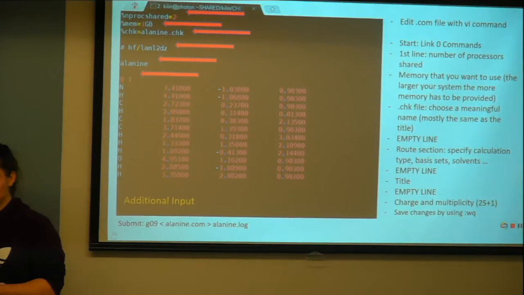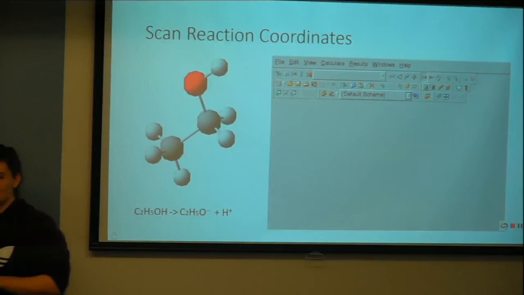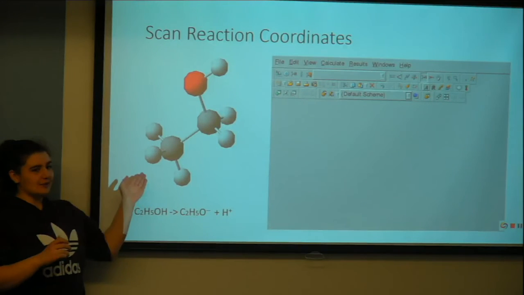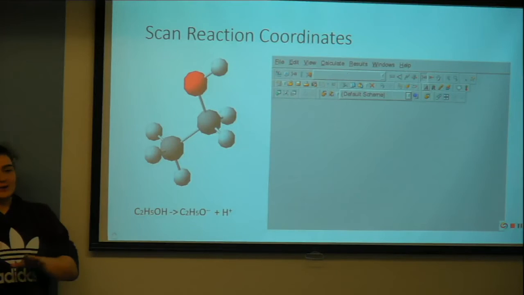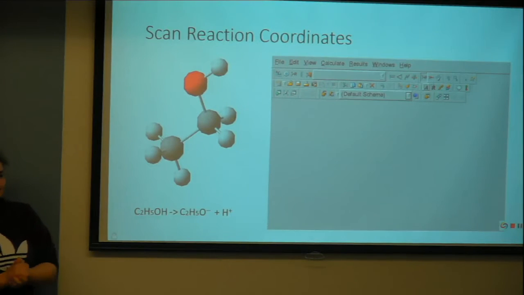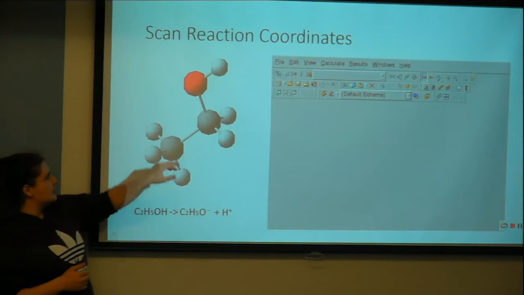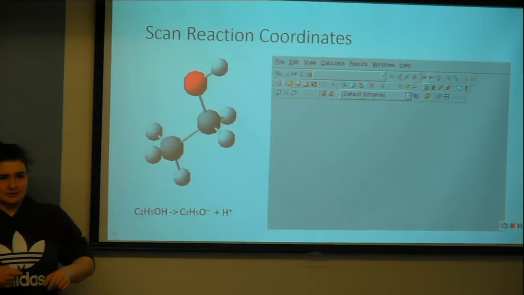Okay, so I move on to the second part. It's about the scan of reaction coordinates, and we have ethanol, and we have GaussView again. It's good, and we can use it, and we will. We want to know how the energy changes if we dehydrogenate.